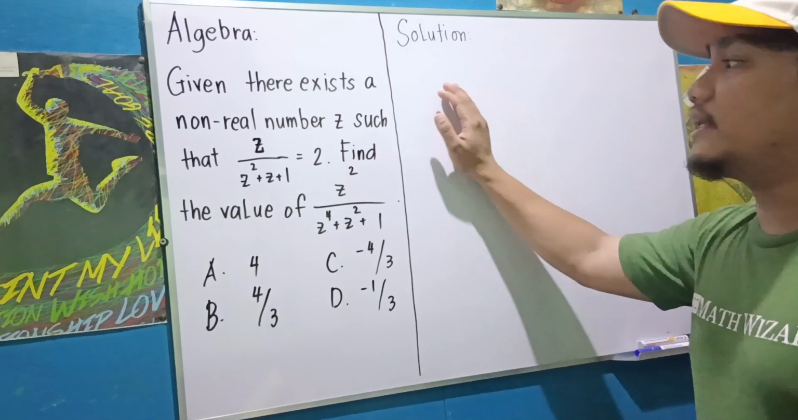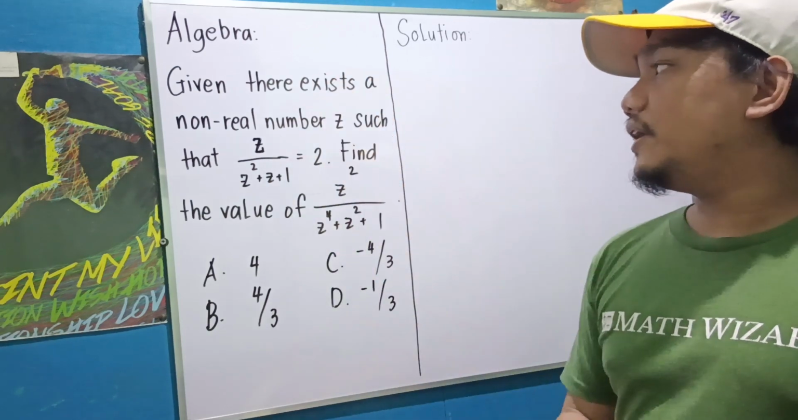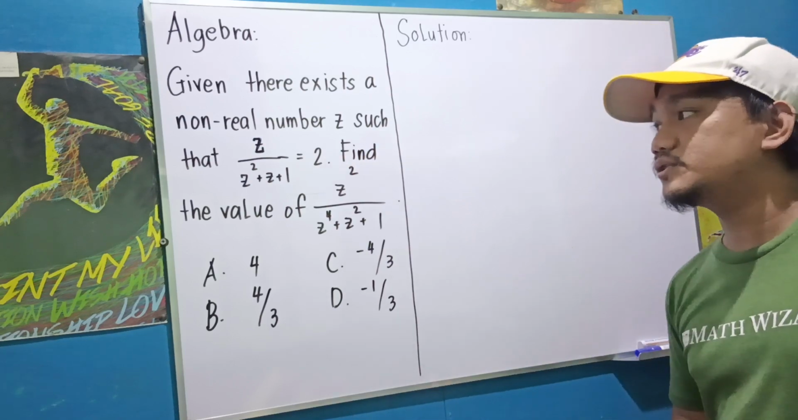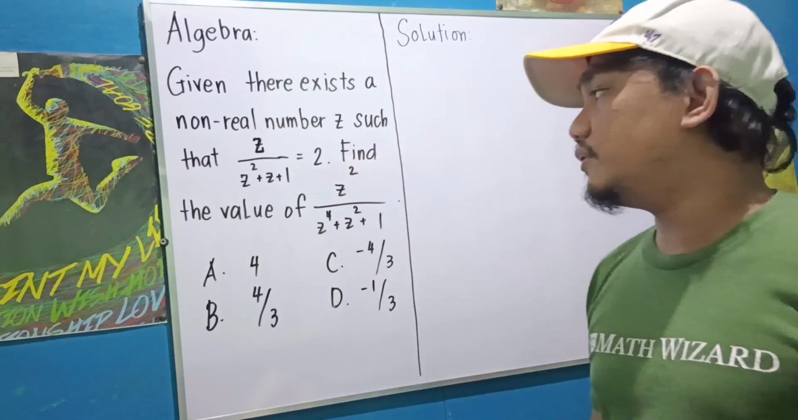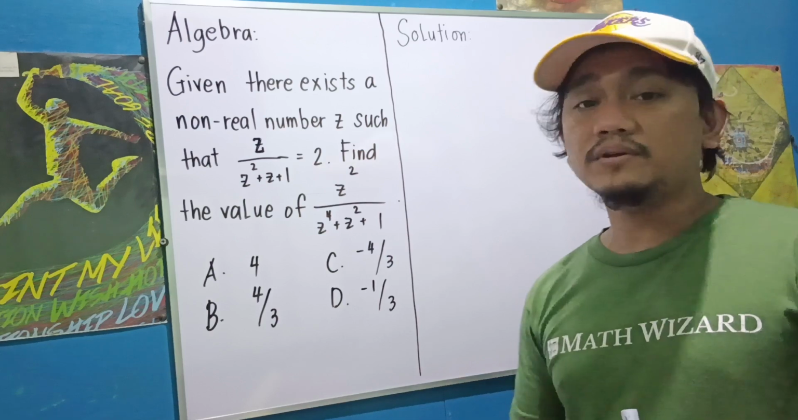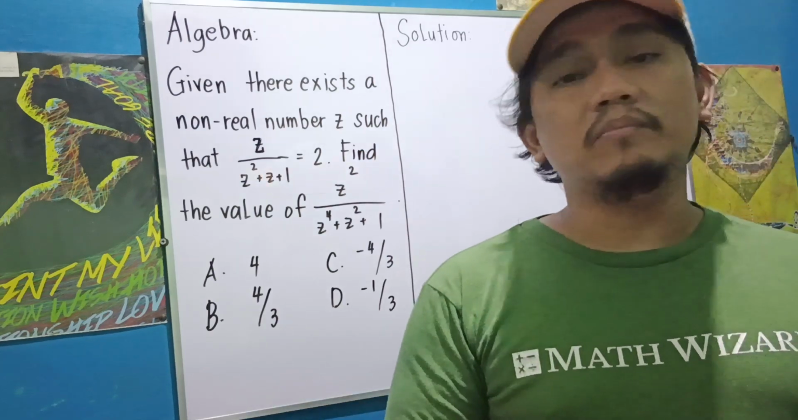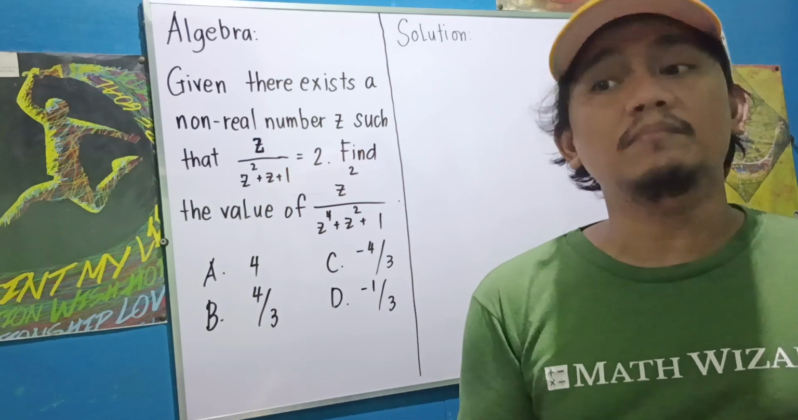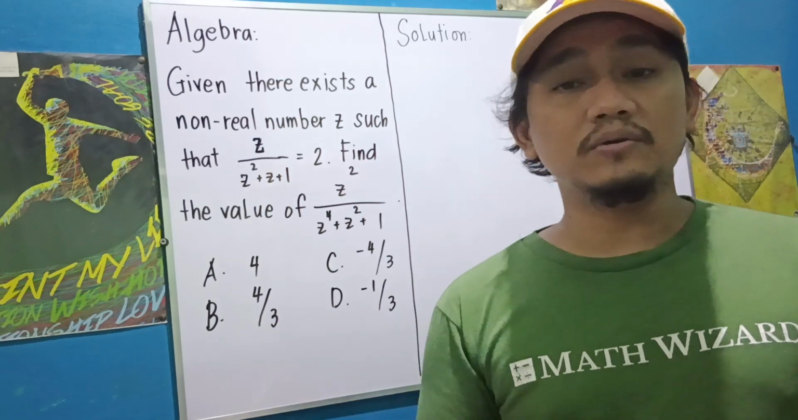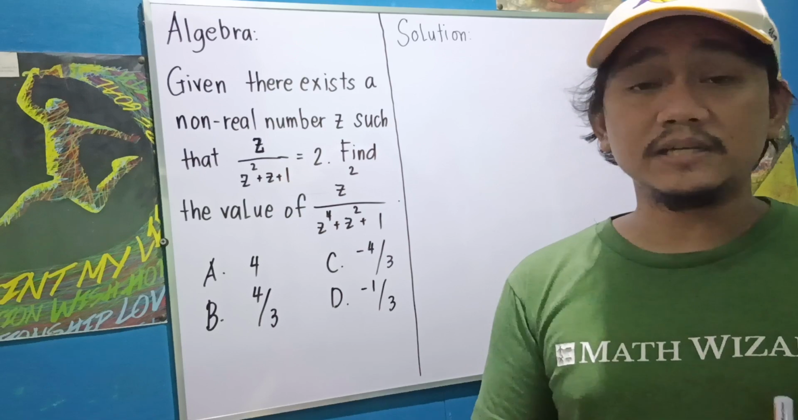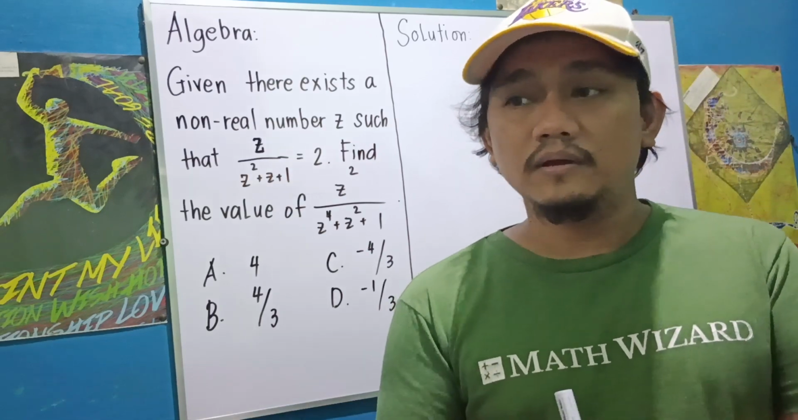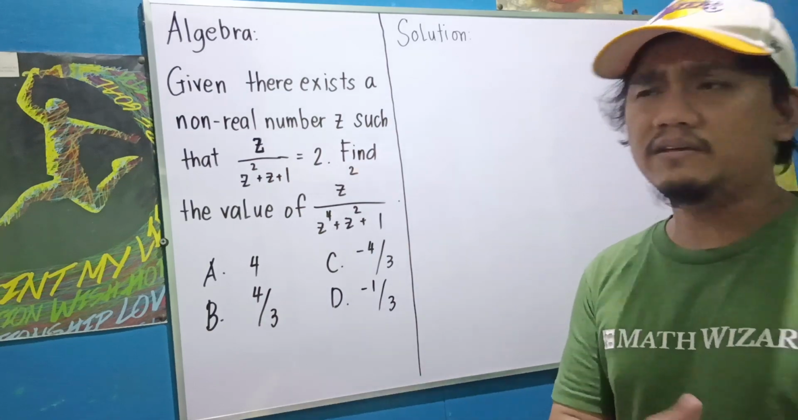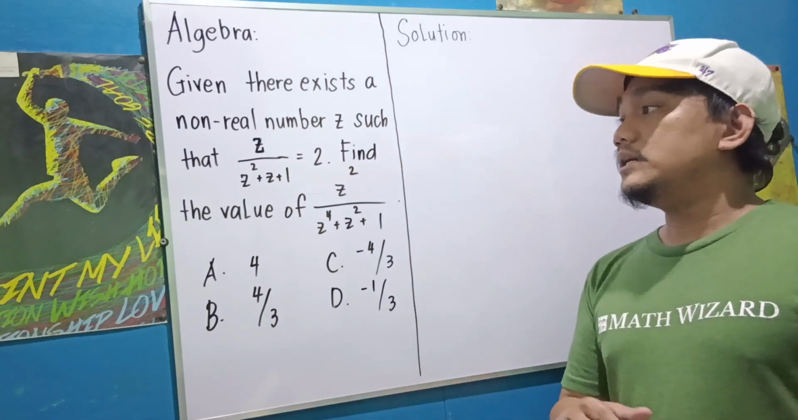So ito yung problem natin. Given there exists an unreal number z such that z over z squared plus z plus 1 equals 2, find the numerical value of z squared all over z to the fourth plus z squared plus 1. So for this case, mga Lodi Cake, Sir IJ will teach you some algebraic manipulations that you can use for these problems, especially if calculators aren't allowed. Lalo na dun sa mga sumasali sa mga international or sa even local math competition.